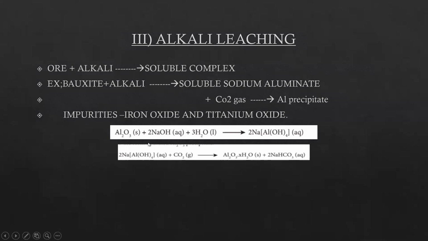So this is the equation. Al2O3 is the bauxite ore. We react this ore with the alkali NaOH, and we get the soluble sodium aluminate. From that, we need only aluminum, so we pass CO2 gas through the complex. We get Al2O3.xH2O, where x is the number of water molecules. In the next step we heat that oxide, and the water escapes in the form of vapor. So we have collected only the pure aluminum.